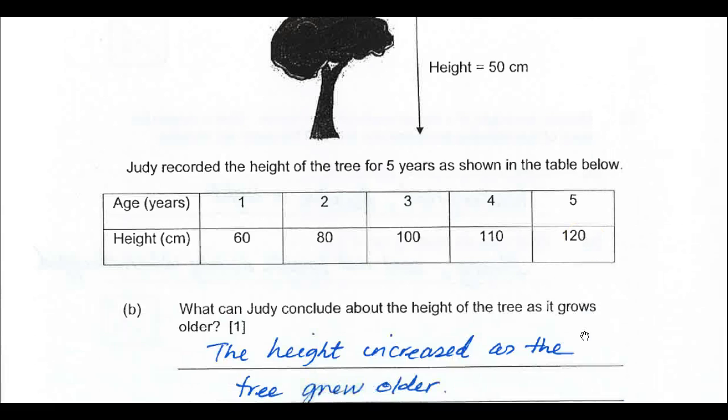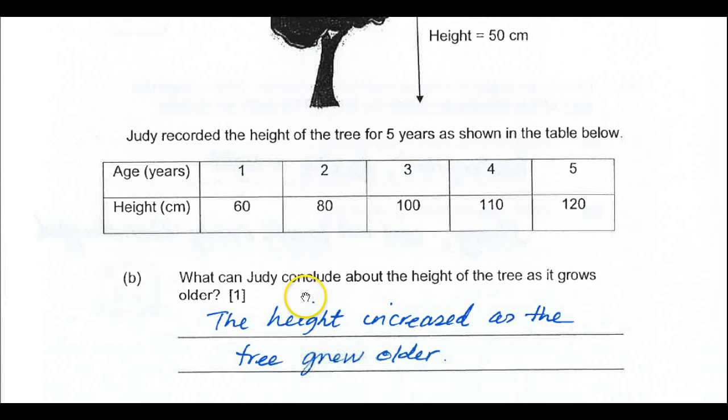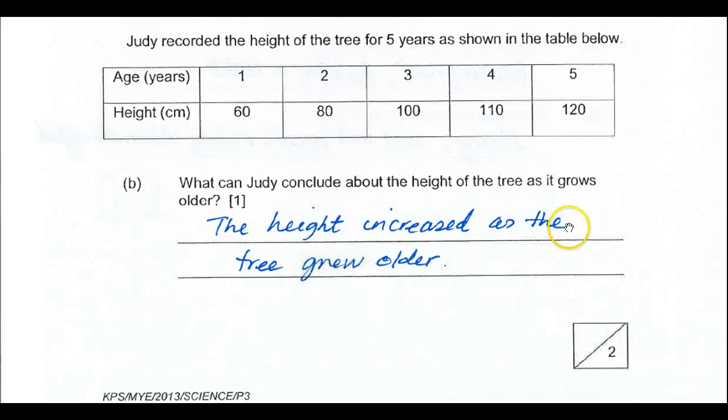Now what can Judy conclude about the height of the tree as it grows older? The height increased, remember. Okay, the height has increased. Look at the measurement. After 1 year, 60 cm, then later it grew another 20 cm to 80, 100, and so on. Now there's another way of looking at it. If you want to be more precise, of course, the best answer is just to say that it has increased.